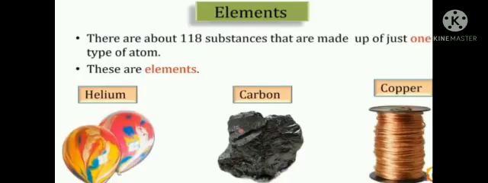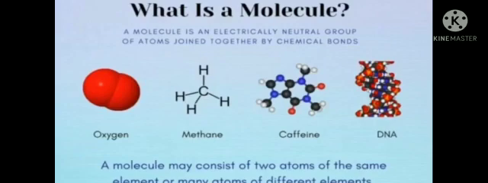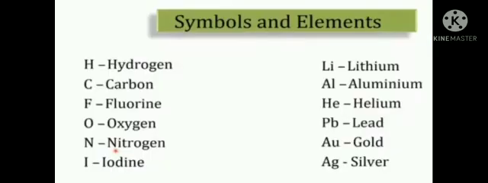Elements. There are about 118 elements that are made up of just one type of atom. These are what? Elements. You can see the picture. Helium, carbon and copper. They are what? Examples of elements. What is a molecule? A molecule is an electrically neutral group of atoms joined together by chemical bonds. A molecule may consist of two atoms of the same element or many atoms of different elements. You can see the examples: oxygen, methane, caffeine, DNA. These are what? Molecules.